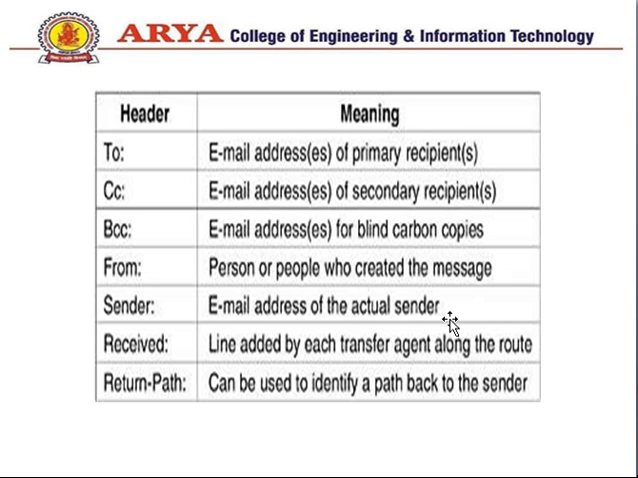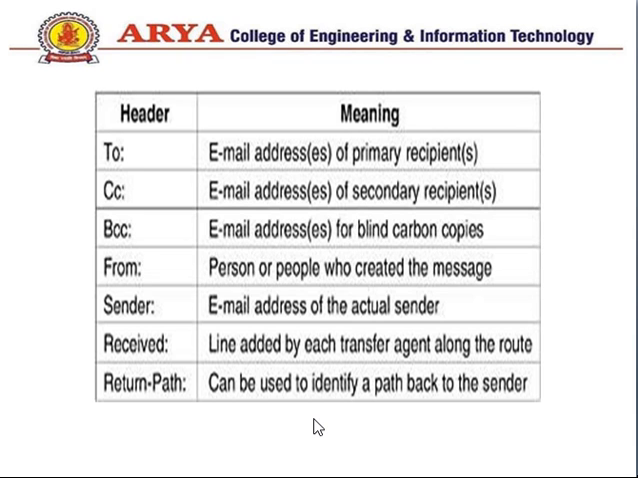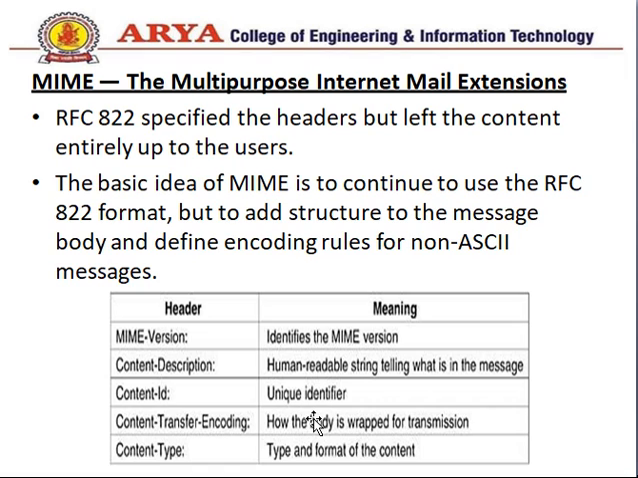Then the Received header is the line added by each transfer agent along the route. So this field will change according to the transfer agent, whoever receives it during the route. Return-Path can be used to identify a path back to the sender in case the mail is discarded or some return reply is being done. So this was the format of our RFC 822 message. We have understood what these fields are.